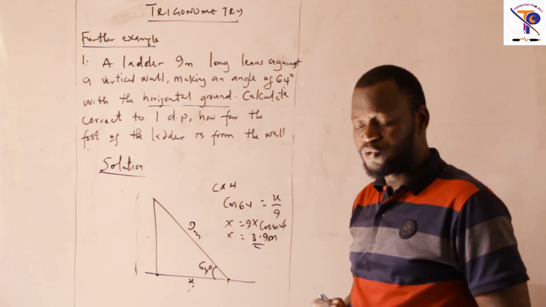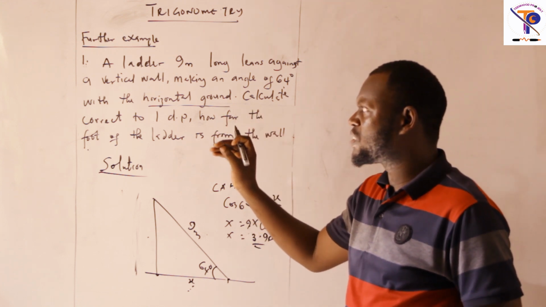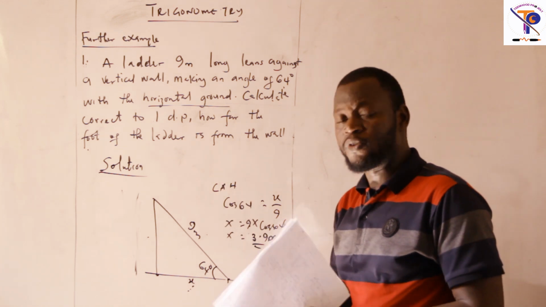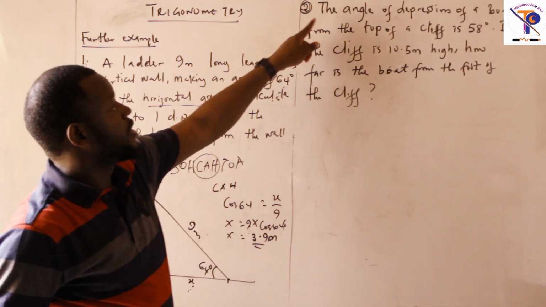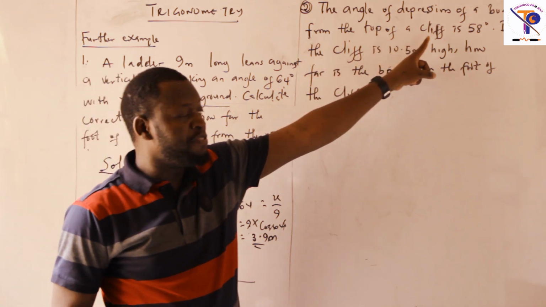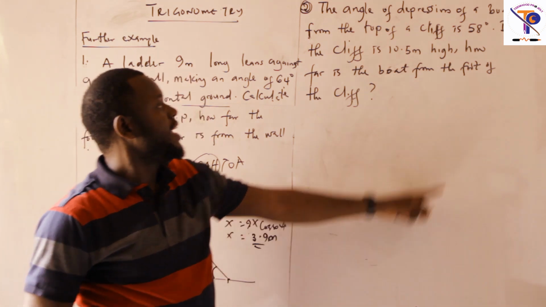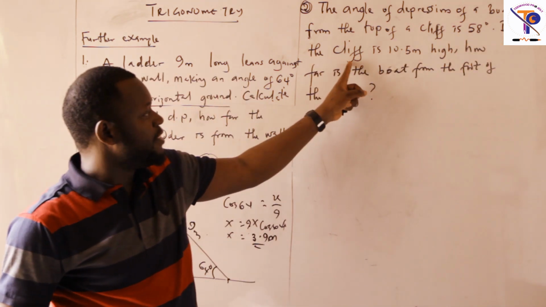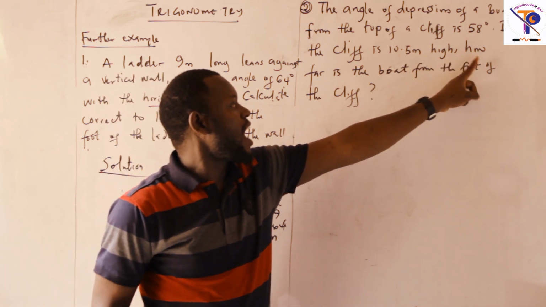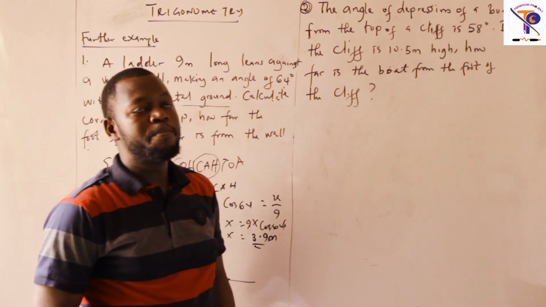I have another question to give. That is another objective question. I'm thinking of us discussing two more word problems, then we move from there. The angle of depression of a boat from the top of a cliff is 58 degrees. If the cliff is 10.5 meters high, how far is the boat from the foot of the cliff?